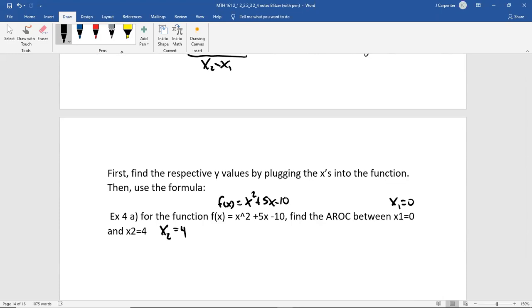So we're going to find the average rate of change. Again, what this is symbolic of is finding the slope of a secant line if you were to connect wherever the x1 and the x2 are. In this particular problem, the 0 and the 4.